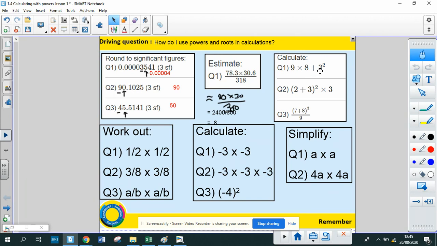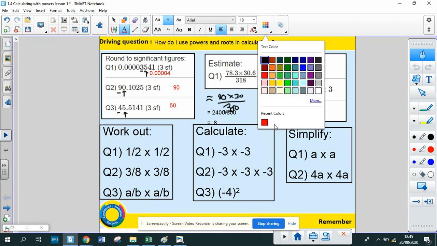Next question. So this is a BIDMAS question. So brackets, indices, division and multiplication, addition and subtraction. So I'll start with the indices. That will give me 9. And then 9 multiplied by 8 is 72 plus 9 is 81.